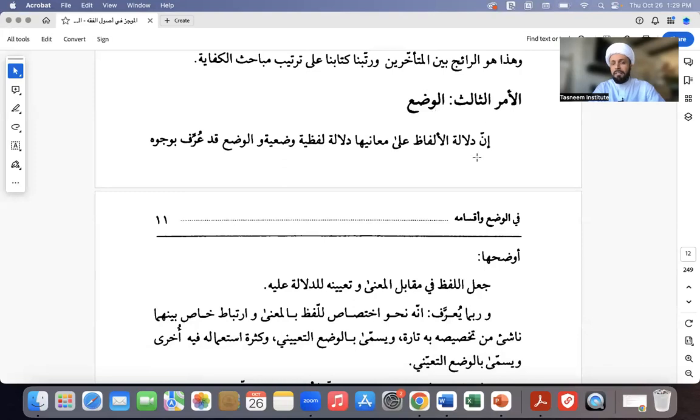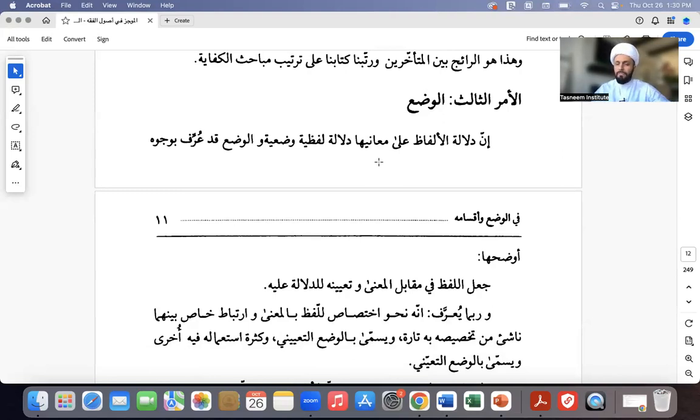He says, إن دلالة الألفاظ على معانيها دلالة لفظية وضعية. He says words signify their meanings in a way that has been designated for them. You see, words are signifiers, and the meanings are the things that are signified. And sometimes a signifier, a dilala, is verbal, and sometimes it's non-verbal.